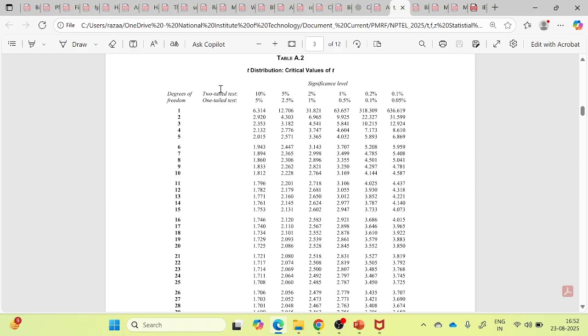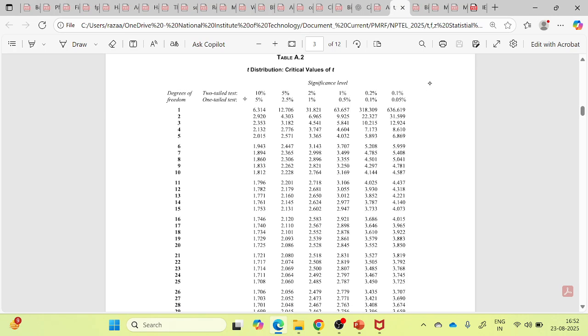If we had a two tail test, where it doesn't tell whether the advertisement was effective or not, in that case 5% will be here for the two tail test, and for 25, it will become 2.060. Is it clearer? Yes. So the thing is that we have what we can say.